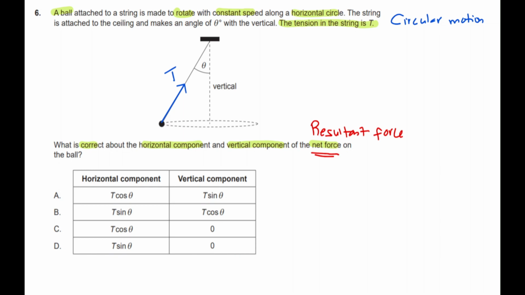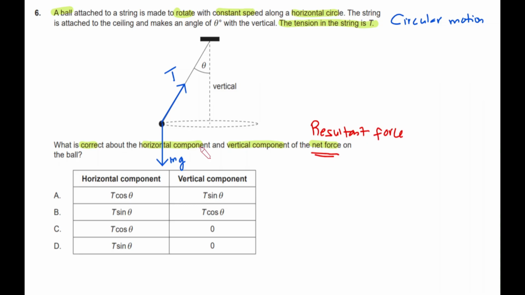Any object that has mass will have weight. That is a force, and it is always pointed towards the center of the earth. In this case, it will be pointing downward. These are the only two forces acting on the ball.